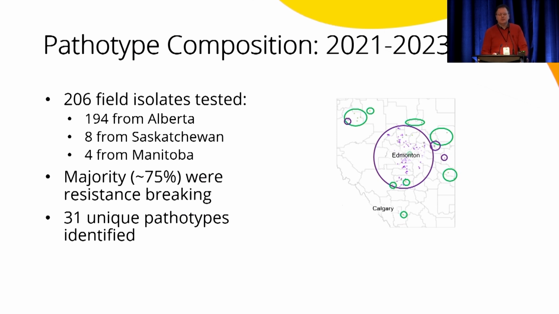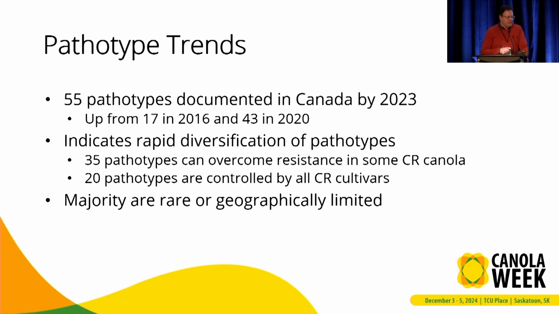In any case, in the 2021-2023 period, we found 31 unique pathotypes, bringing the total documented pathotypes in Canada to 55. This is up from 17 in 2016 and 43 in 2020. This suggests that there's some rapid diversification of these pathotypes or virulence patterns. Of the 55 pathotypes, 35 overcome the resistance in at least some clubroot-resistant canola, and 20 pathotypes appear to be controlled by all clubroot-resistant cultivars.